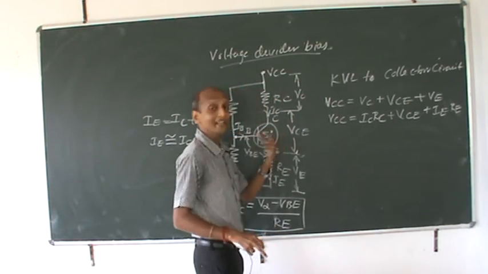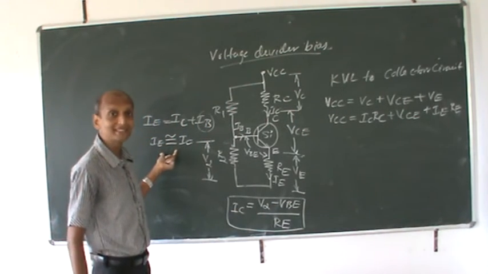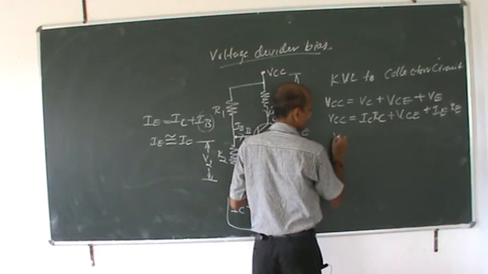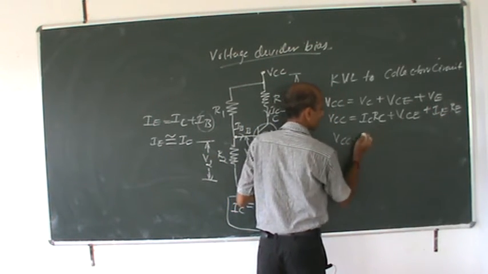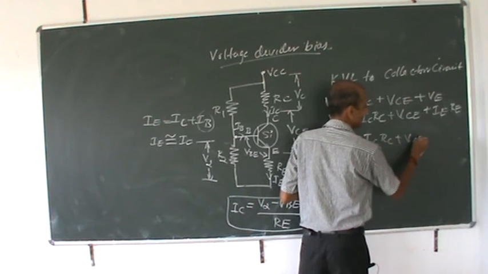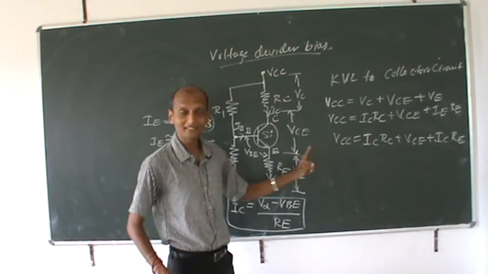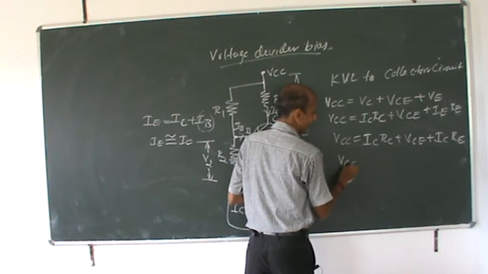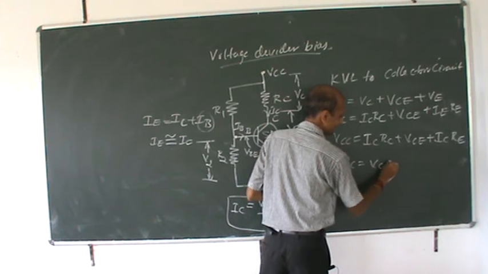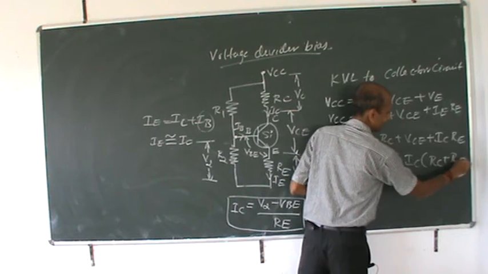Now again we know what IE is. IE is approximately equal to IC, so I will substitute for IE here. It will be VCC is equal to IC RC plus VCE plus IC RE. If I rearrange things, taking IC common, VCC is equal to VCE plus IC times RC plus RE.